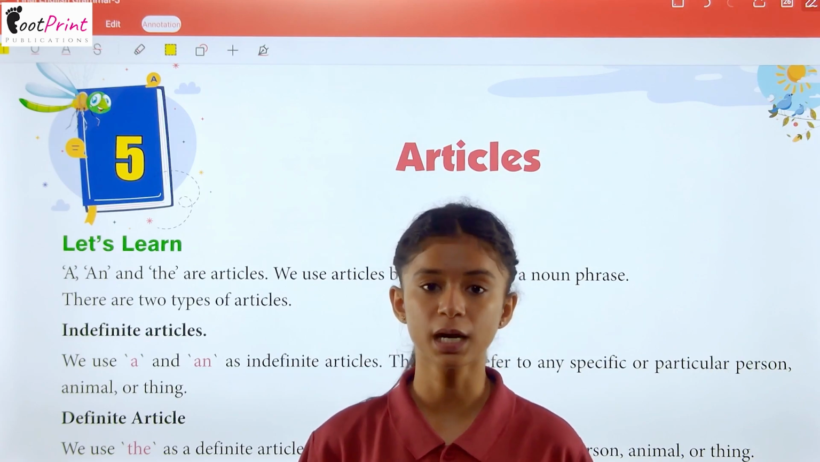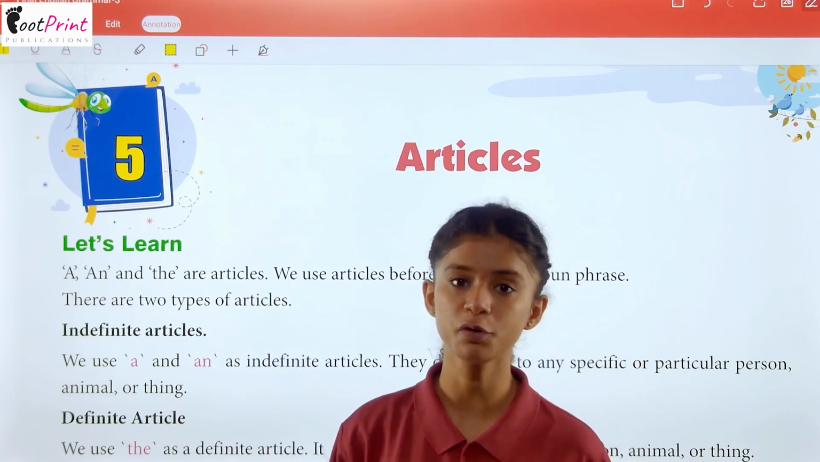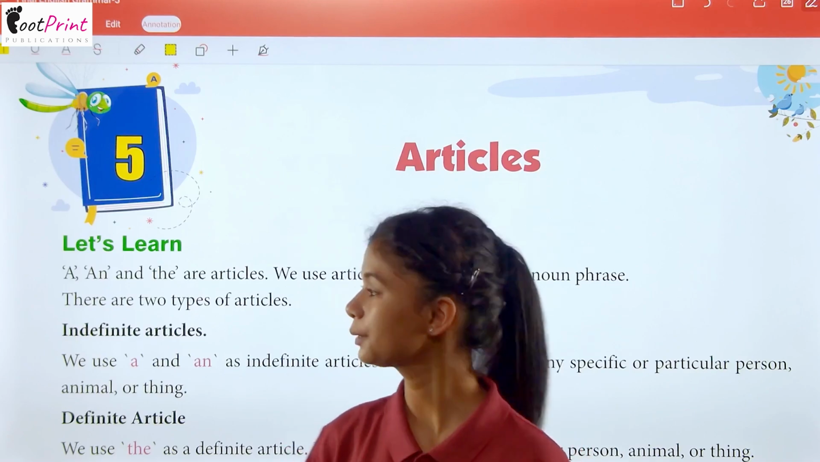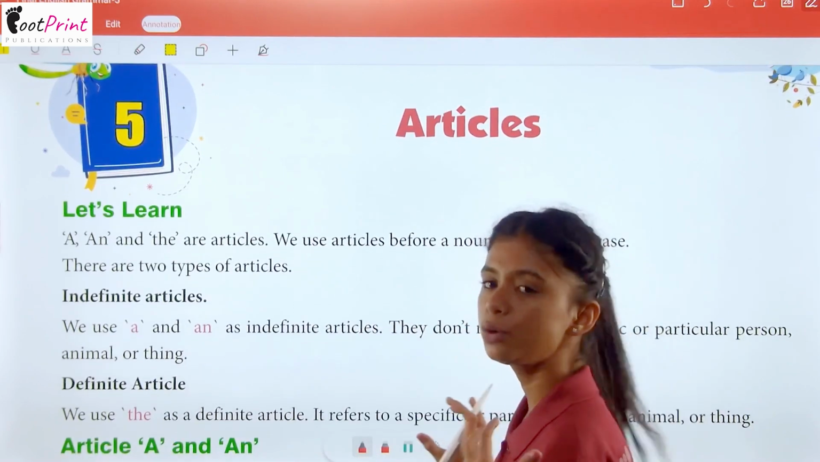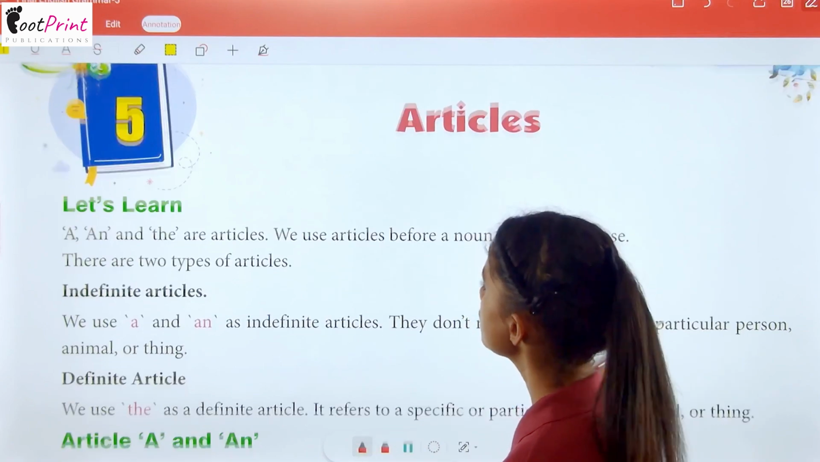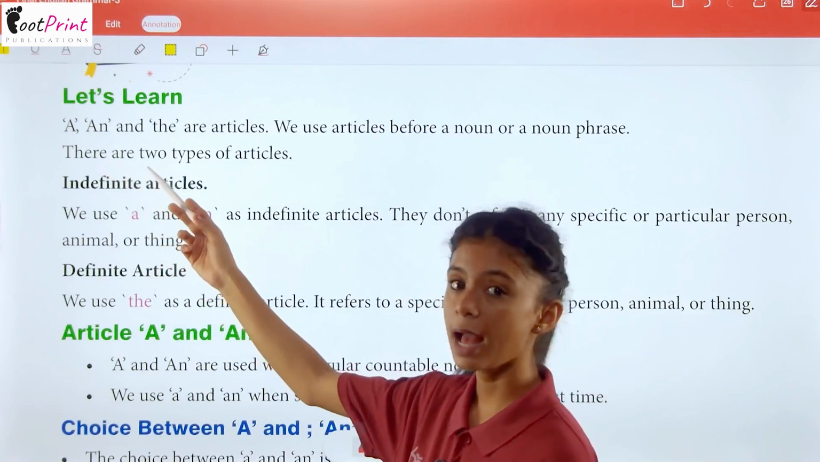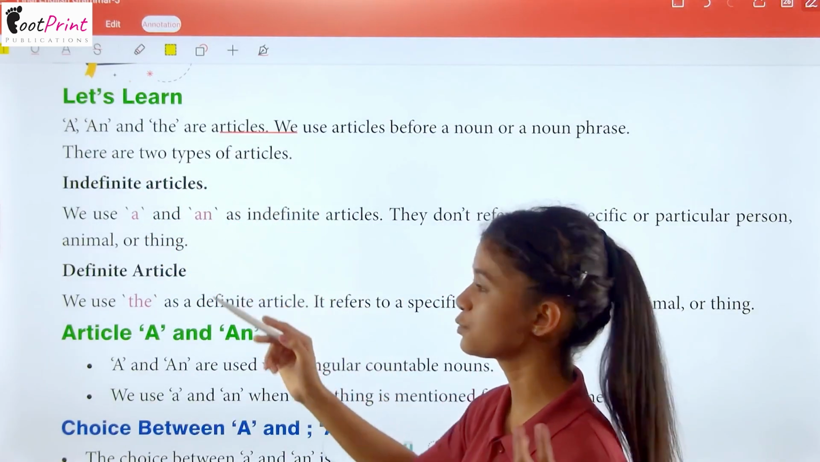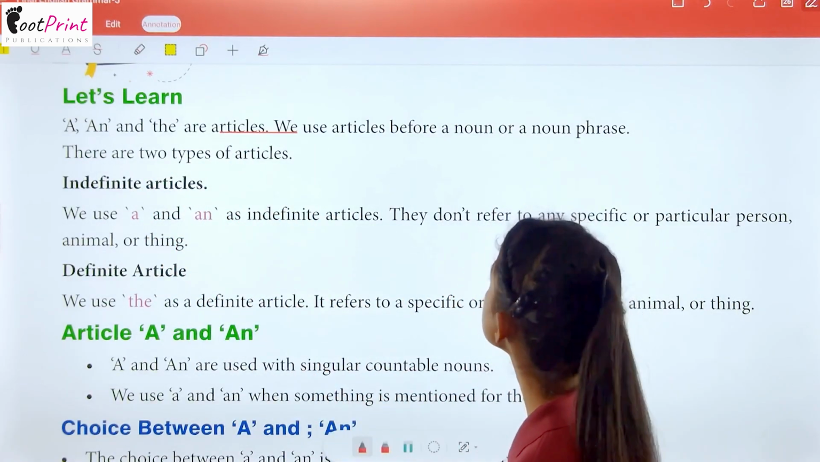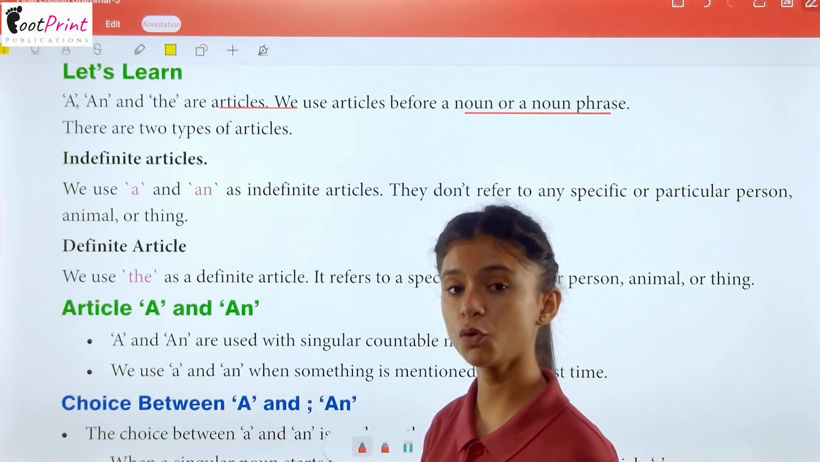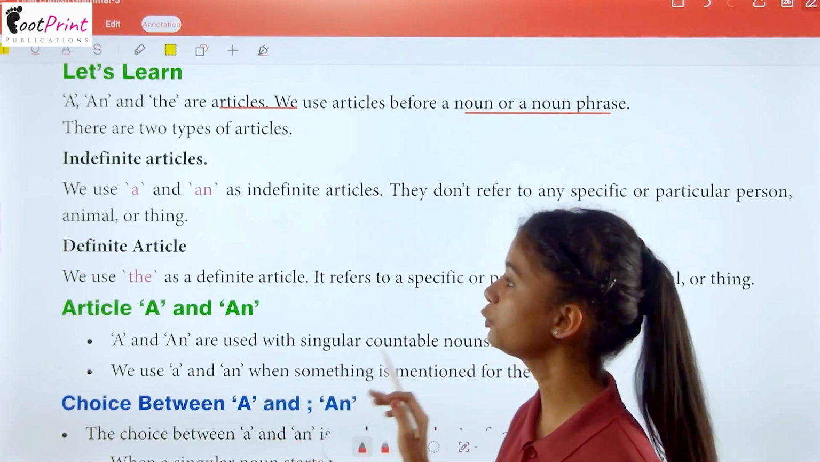Today I am here with chapter number 5 of grammar, that is articles. So let's get started with the learning. I hope that you are already familiar with the topic, but still we'll begin from the starting. A, an, and the are articles. As we already know, a, an, and the are articles. We use articles before a noun or a noun phrase.